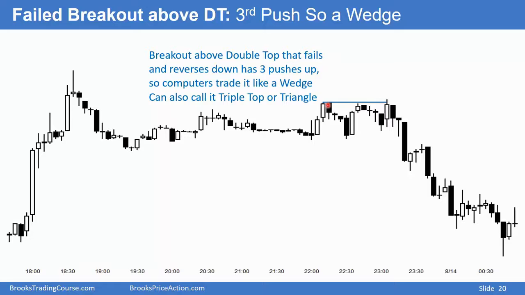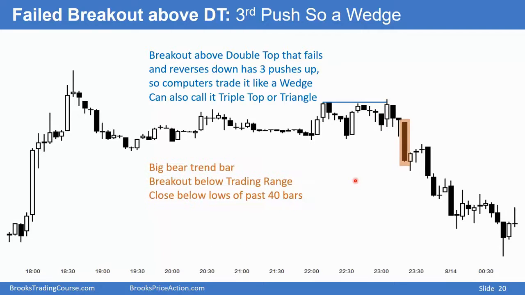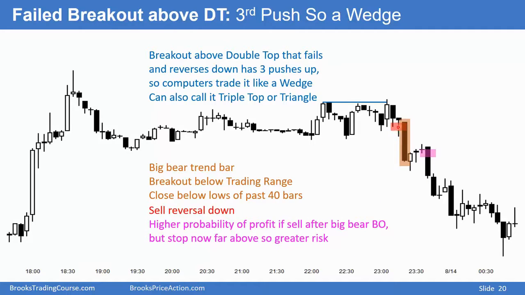It's the same forces as a wedge. A lot of traders would simply call it a triple top or a failed breakout above a double top, or they would look at this and call it a tight trading range and a failed breakout above the top of a tight trading range. Big bear breakout, closing below the low of the wedge, closing below the low of the past 30 or 40 bars, probably going lower. Traders will sell the reversal down, or after this breakout, this is a bear flag, they'll sell below the low of this bar, betting that the bear trend will resume down. It's higher probability to sell after you see a strong bear breakout.